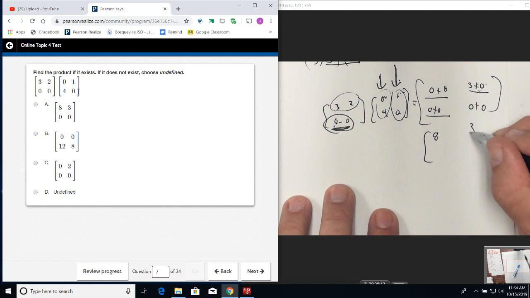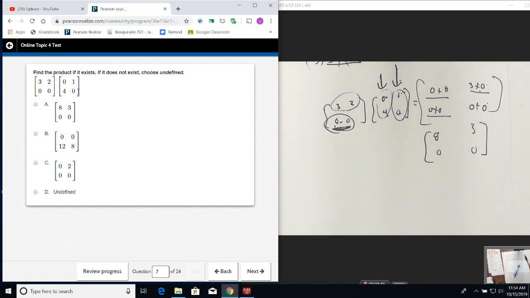So 0 plus 8 is 8. 3 plus 0 is 3. 0 plus 0 is 0. 0 plus 0 is 0. So it should be 8, 3, 0, 0. Which is answer choice A as in apple. You can plug that in your calculator and do the same thing.